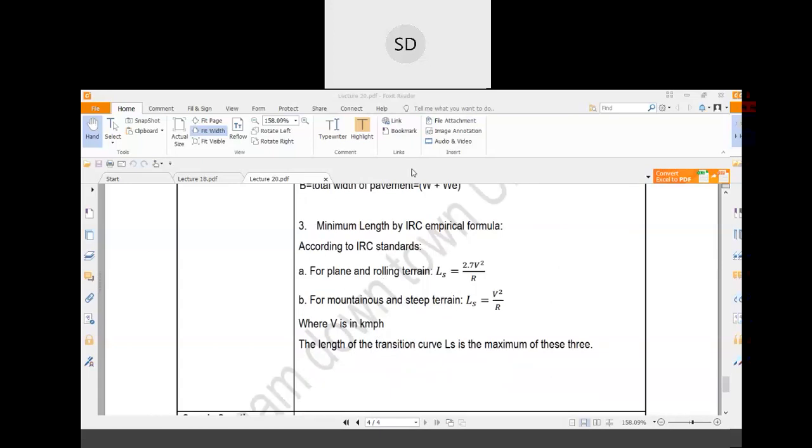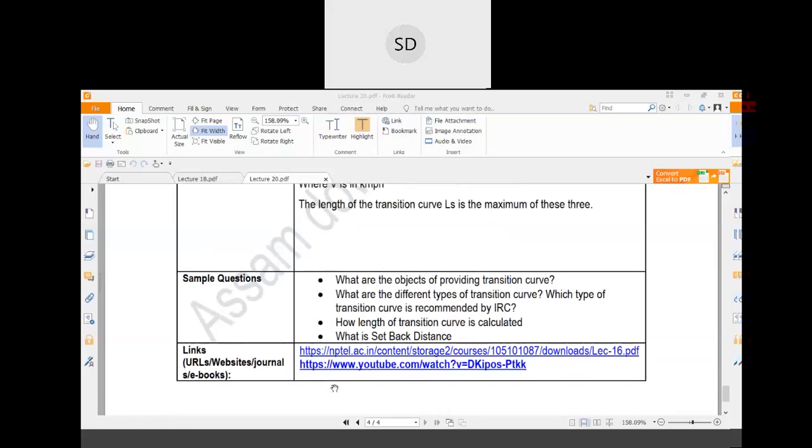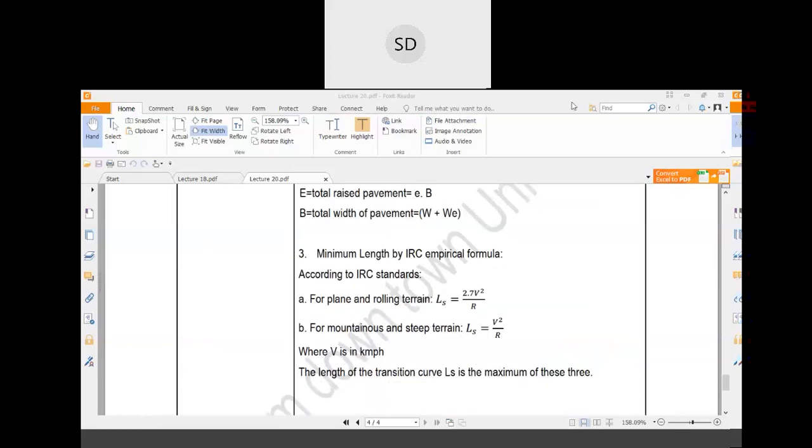So using these three conditions, you have to find out the length of the LS, and the maximum of these three values would be your length of the transition curve. Now let us solve one numerical on the transition curve.